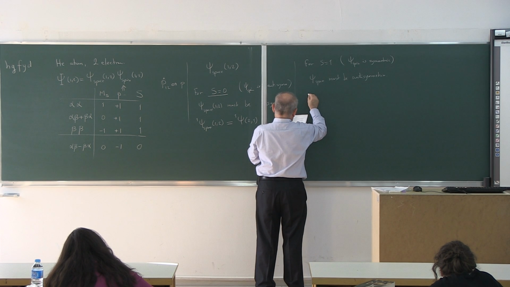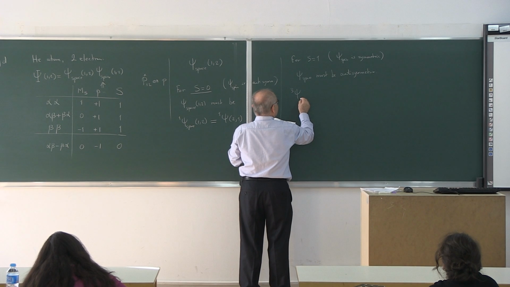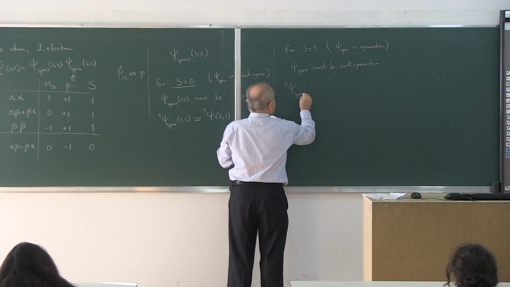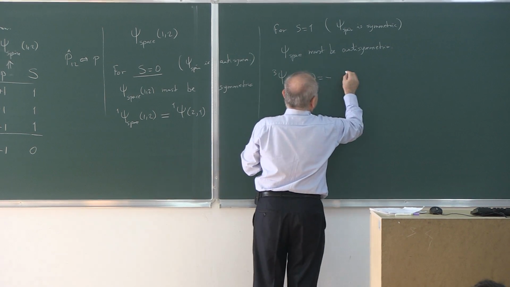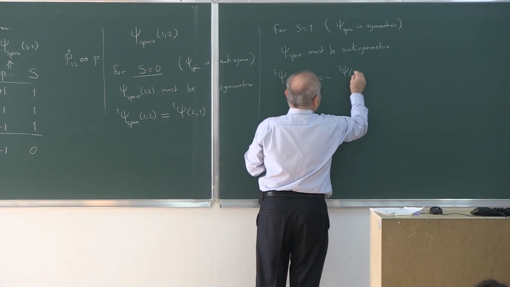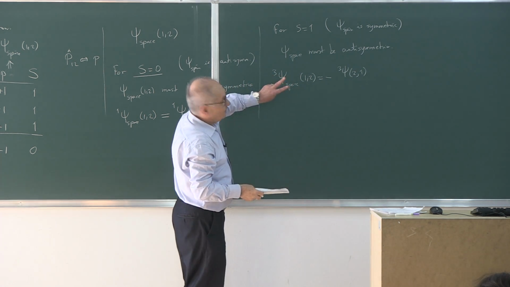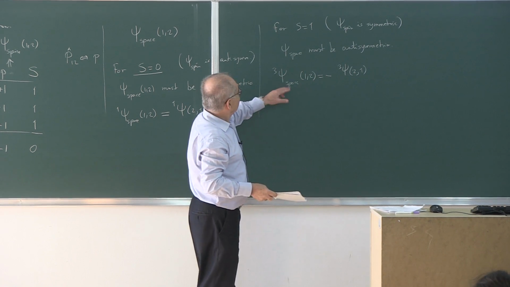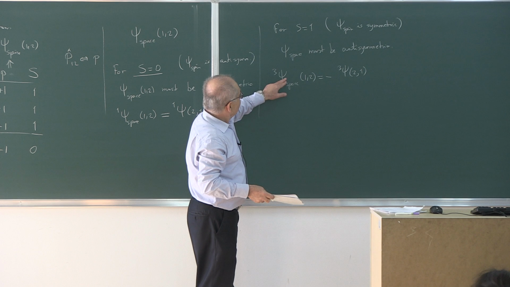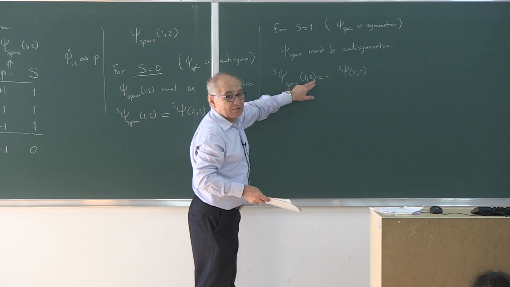In other words, the space function for the triplet states must change sign when the 2 electrons are exchanged. Please remember once again that by space we mean only the space variables for the 2 electrons in this expression.